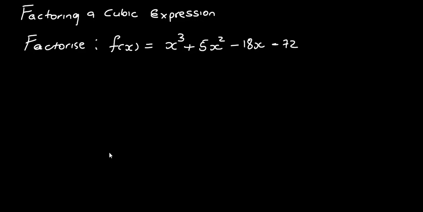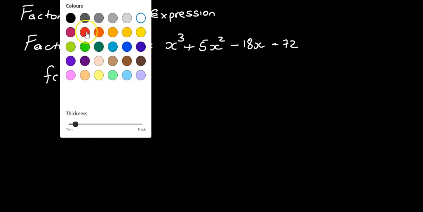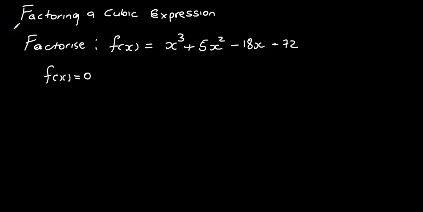We have to substitute until we get f at x to be 0. So what I need you to do is pause the video and find the first factor. First, find f at 1 and find f at minus 1, find f at 2, find f at minus 2, find f at 3, and f at minus 3.